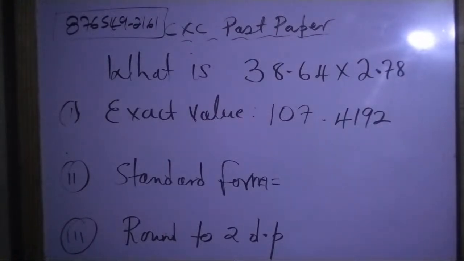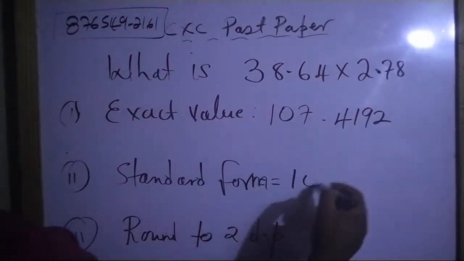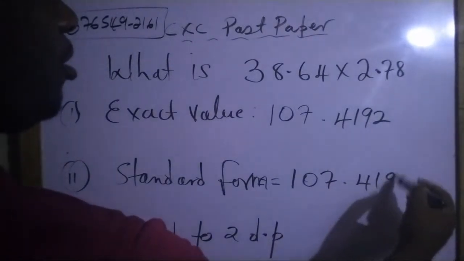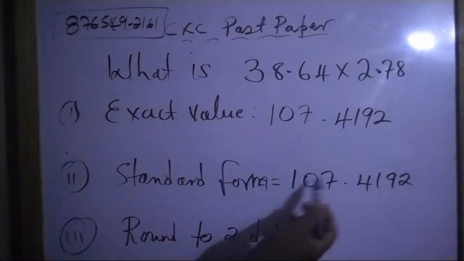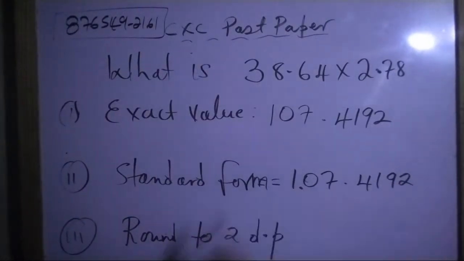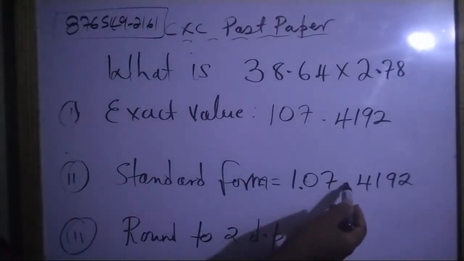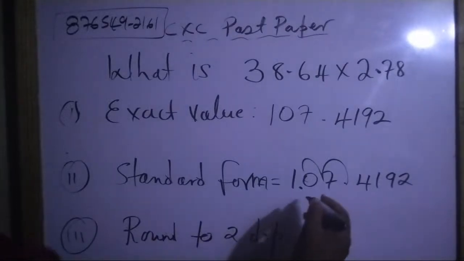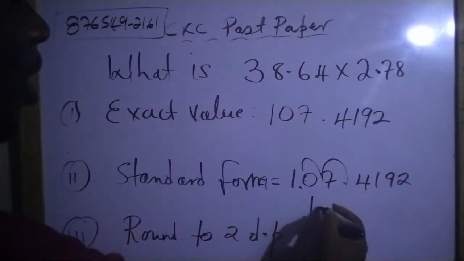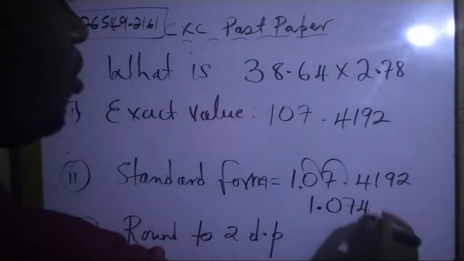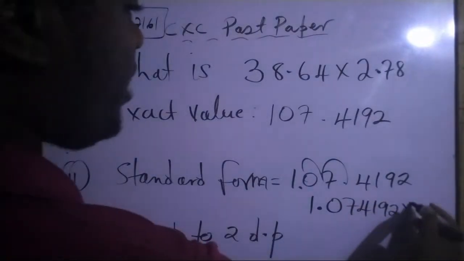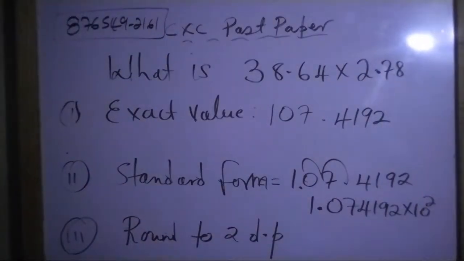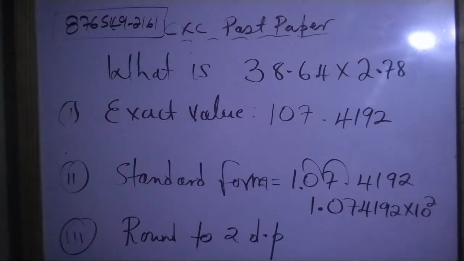Now standard form is a different ball game. Standard form means the number before the decimal point should be between 1 and 10. So we know that we have to carry the decimal place right here. We're going to move the decimal point 2 times, and because of the number of times we move, we have to represent that. So we say 1.074192 times 10 to the number of places we move, which was 2. Because we move 2 places, we have to have the 2 right there.